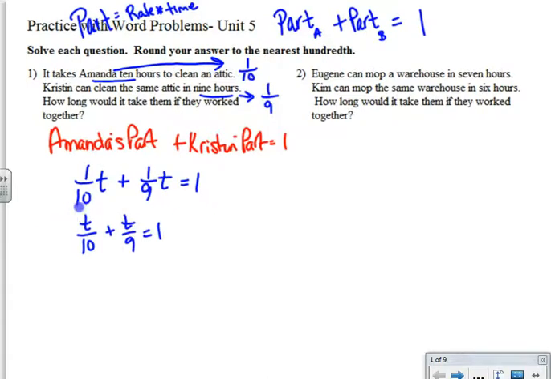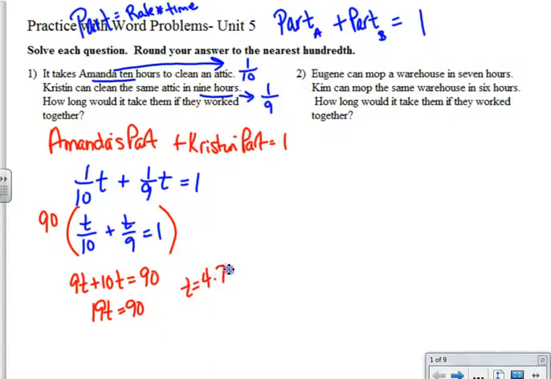And we discovered through the last section that when I solve rational equations, it works really smooth if I just multiply through by the LCM of the denominator. So I'm going to multiply through by 90. And that's going to give me 9t plus 10t, and then don't forget to multiply the 90 by the 1, equals 90. So 19t equals 90. And when I solve for t, I get that these ladies are going to work for 4.74 hours. I think they want us to round to the nearest hundredth. So that's my answer. The next problem is very, very similar.